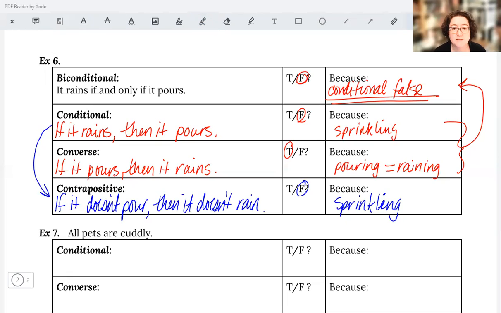Alrighty, all pets are cuddly. So cuddly, you can hug the pets. They like to hang out with you. They're nice and soft. So that's what we're thinking of with cuddly, something nice and soft and easy to hug and very comforting. So try pausing the video, try writing these out, and then unpause and see how we compared.